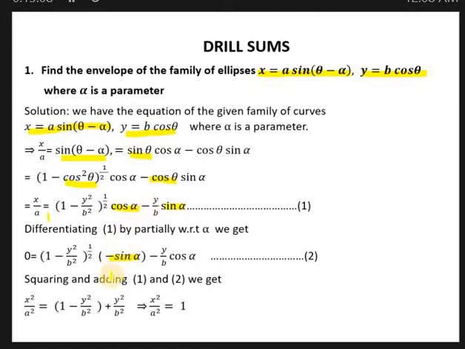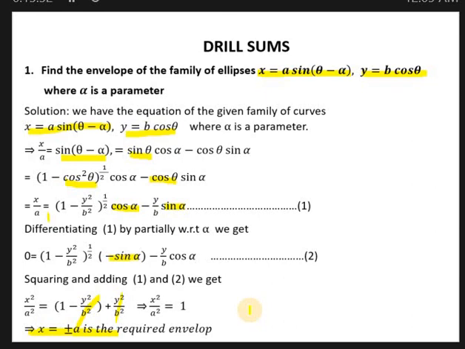So when you square and add, these terms vanish, so the equation reduces to x square by a square is equal to 1 minus y square by b square plus y square by b square. This y square by b square and this y square by b square cancel, hence x square by a square is equal to 1. Now this is nothing but x square is equal to a square, hence x is equal to plus or minus a, which is the required envelope.